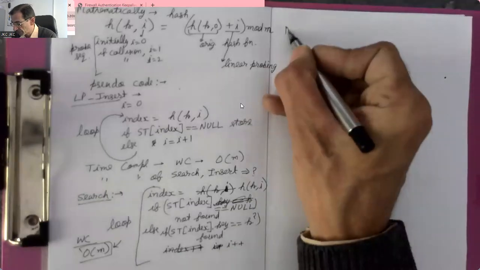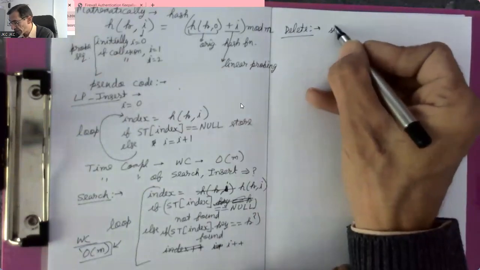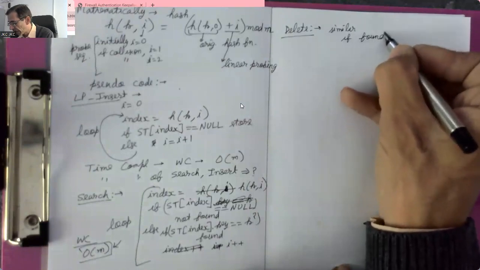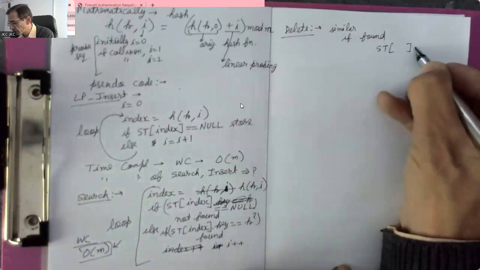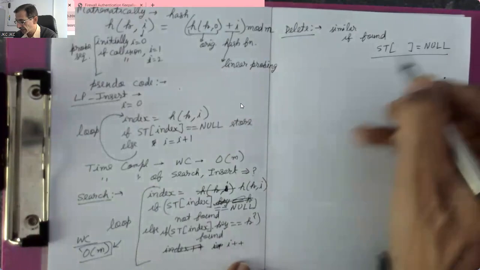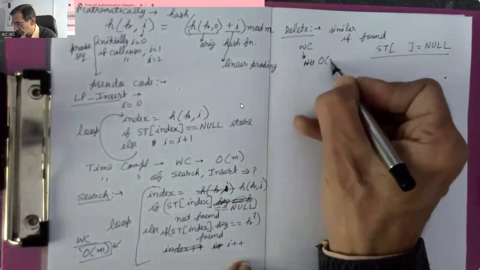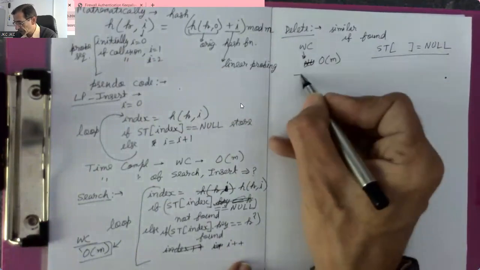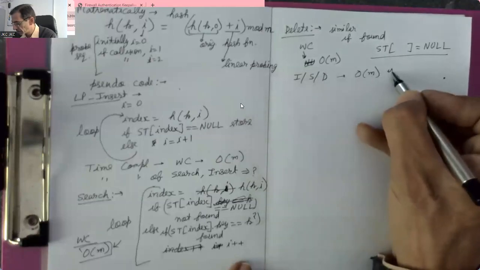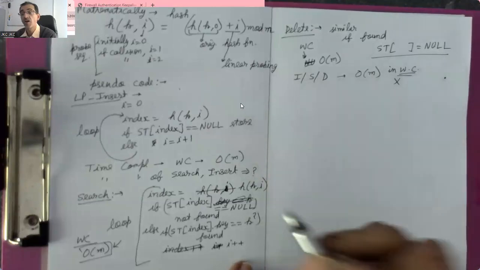Then think of a deletion. Delete also works in a similar way. You compare, and if found, you will make the storage table at that location equal to null for the future, so that it is deleted, and before that any returning etc. is to be done. Worst case, this will also be order of m. So in all three operations, insertion, search, delete, all become order of m in the worst case. It's not a good solution. Hence, linear probing is not good at all.